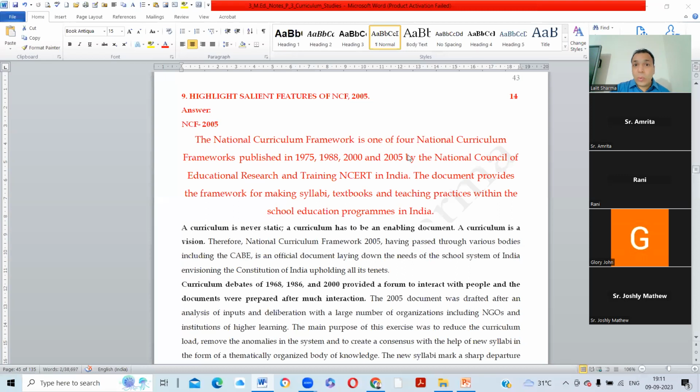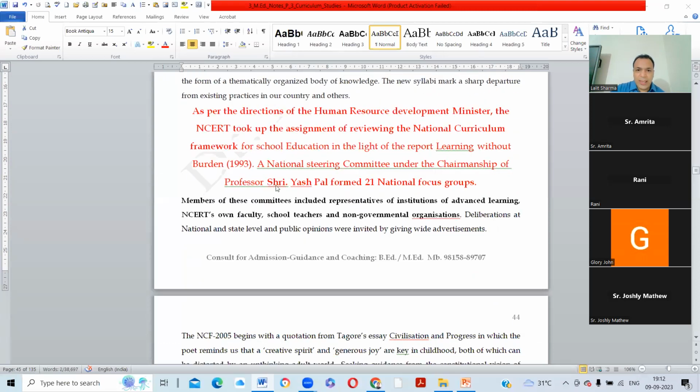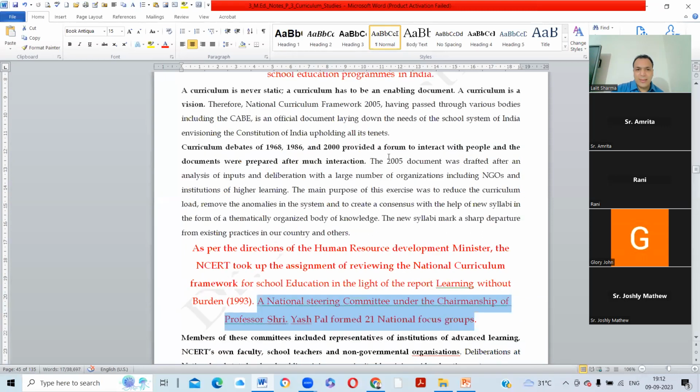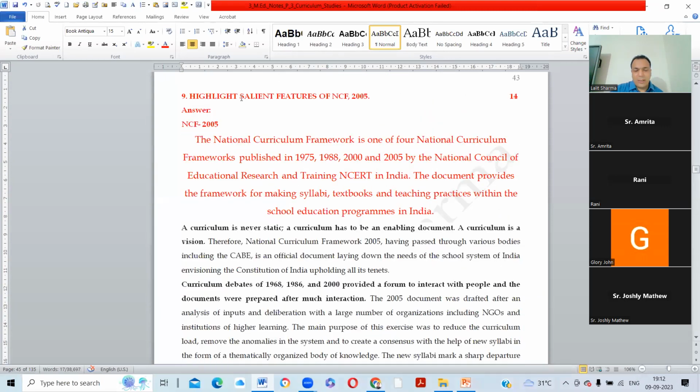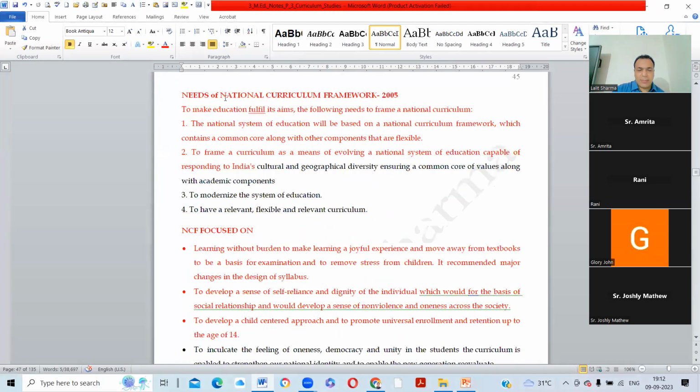Okay, if you want to write, you can write under the chairmanship of the Yashpal committee, a national steering committee under the chairmanship of Professor Shri Yashpal, form 21 national focus groups. Okay, otherwise you have to talk about features of NCF 2005, meaning what all the features are. First you have to talk about what is the need.